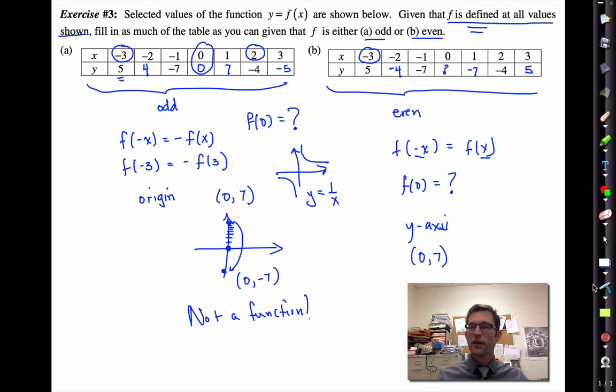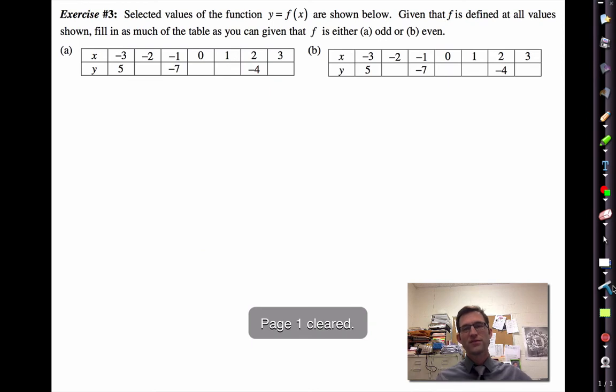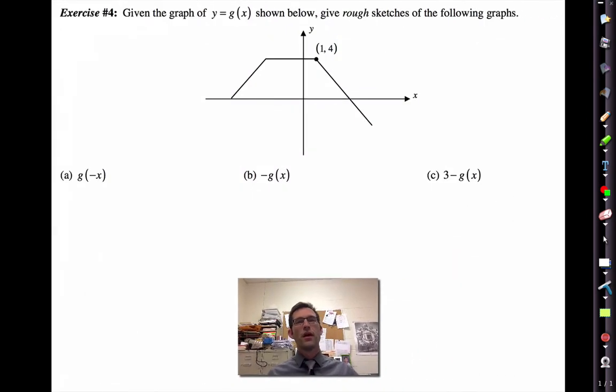Okay, here we go. Let's go on to the back side of the sheet. All right, so exercise 4. I give you a graph of g of x, shown below, and we're going to give rough sketches of the following graphs. So this is actually just a little bit more transformation work. And it really gets into reflections in the y-axis versus reflections in the x-axis.